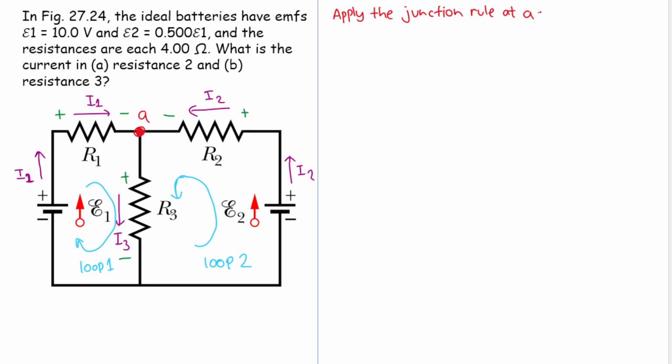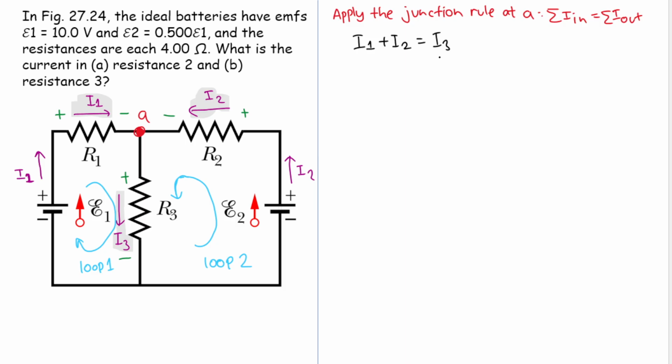What does the junction rule say? It says that the sum of the current that goes in will equal the sum of the current that goes out. And what is the current that goes into node A? We have this I1 going into node A, and also this I2 going into node A. So we will have I1 plus I2 equal to the current that goes out, I3. So I1 plus I2 is equal to I3.